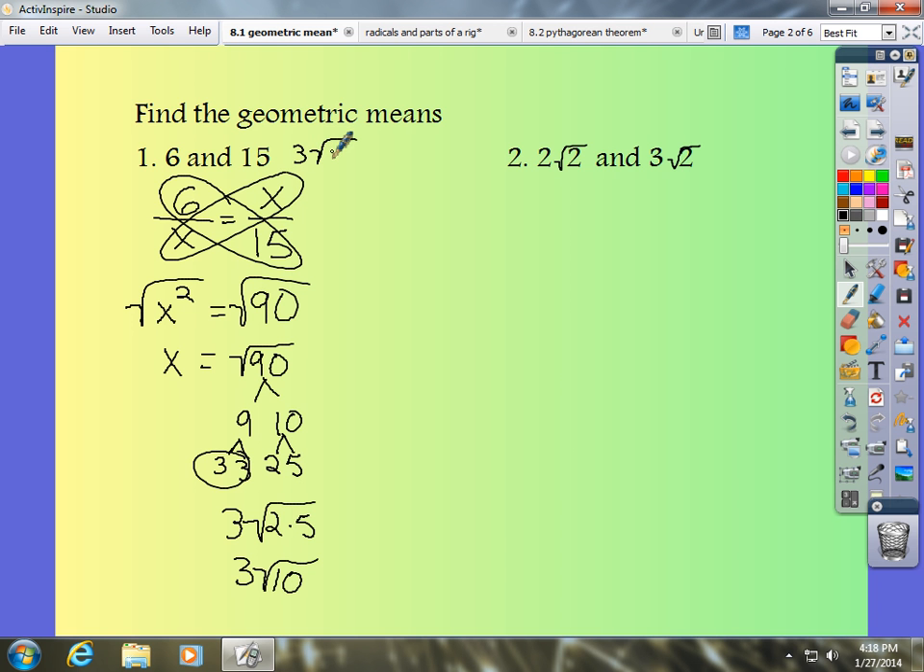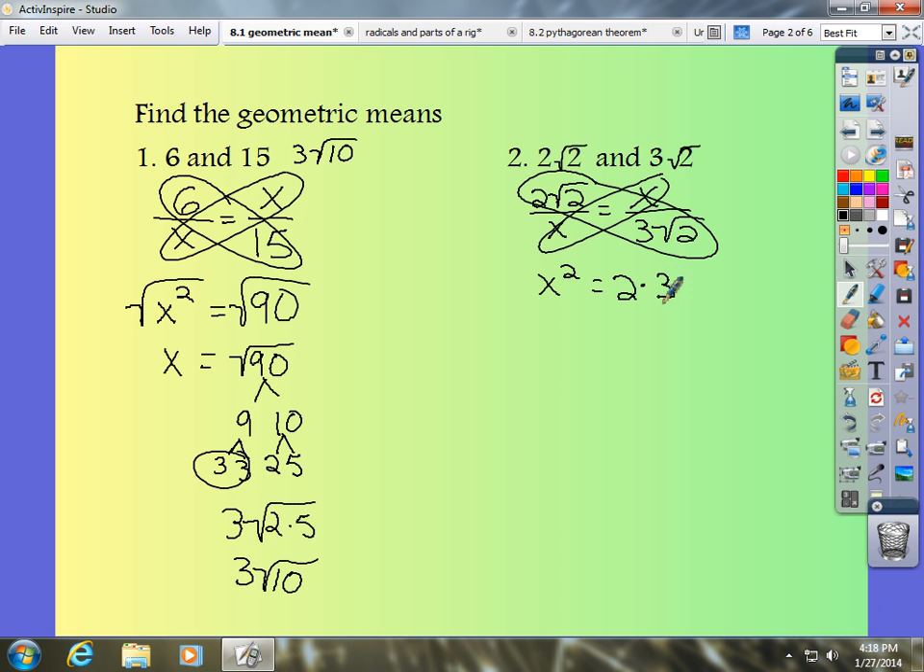And the square root of 2 and the square root of 3, 2 times the square root of 2 over x equals x over 3 times the square root of 2. Okay, pay attention here. This is x squared. That's easy. But this, okay, we're going to do this one at a time. This is going to give us 2 times 3 times the square root of 2 times the square root of 2, which is the same thing as the square root of 2 squared.